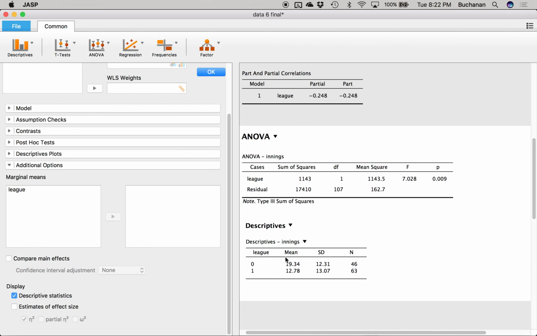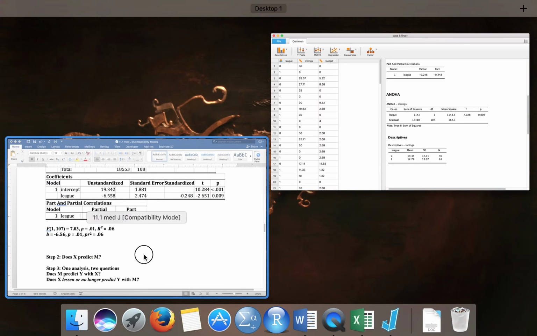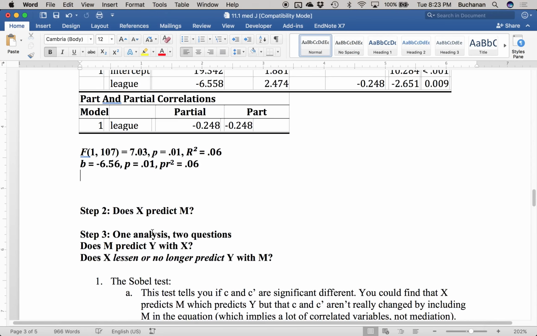Our zero group has more innings needed than our one group, which is AL to NL. So why is that slope negative? Well, the slope is negative because it's going down from 0 to 1. So our interpretation here is the AL has more innings pitching relief than the NL. Now, we satisfied step 1, where X predicts Y.